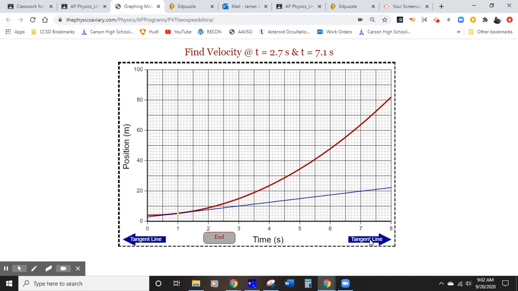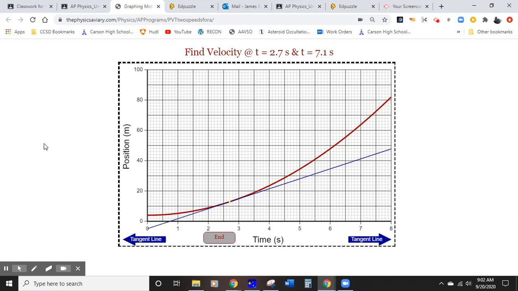So let's move the tangent line, and it says 2.7 seconds. So there's 2 seconds. It looks like 2.1, 2.2, 2.3, 2.4, 2.5, 2.6, 2.7. All right, so we need to find the slope of the tangent line at this point right here. So let's see what that might be.